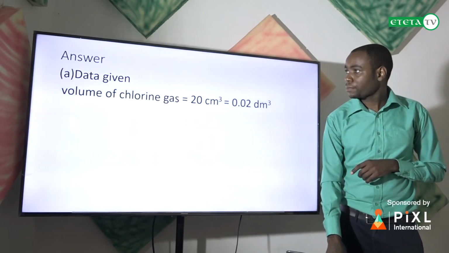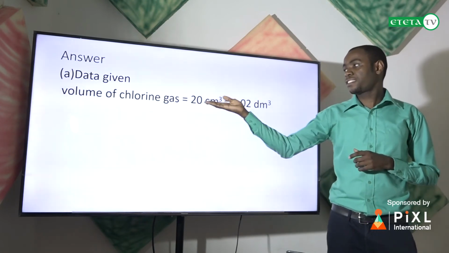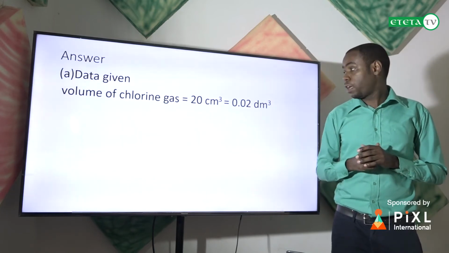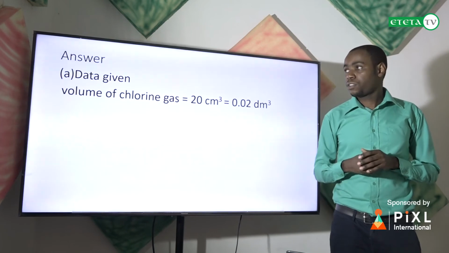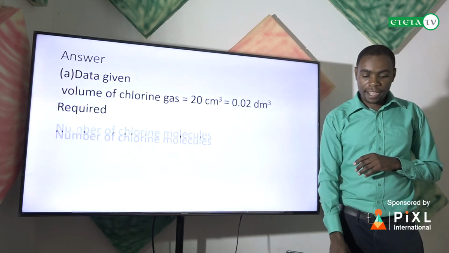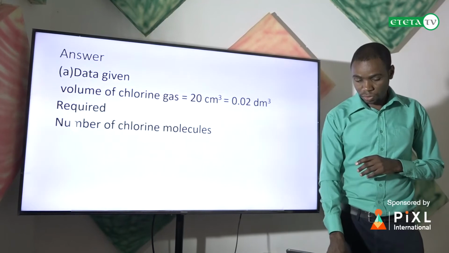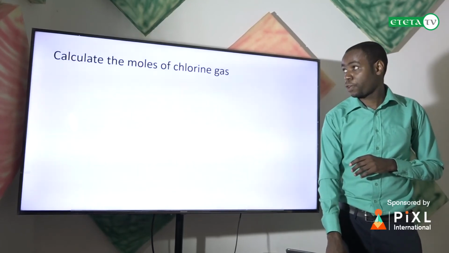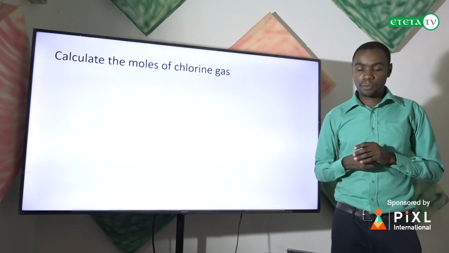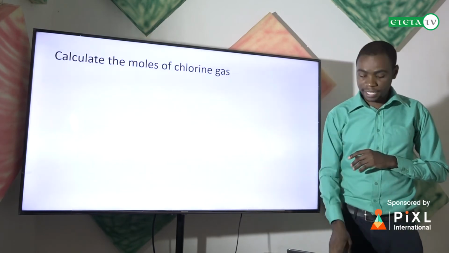Data given. Volume of chlorine gas is 20 centimeter cube. You have to convert this 20 centimeter cube to decimeter cube, which will be equal to 0.02 decimeter cube. So this is the volume of chlorine gas. Required here is the number of chlorine molecules. So how can you calculate the number of chlorine molecules? First of all, you have to calculate the number of moles of chlorine gas.